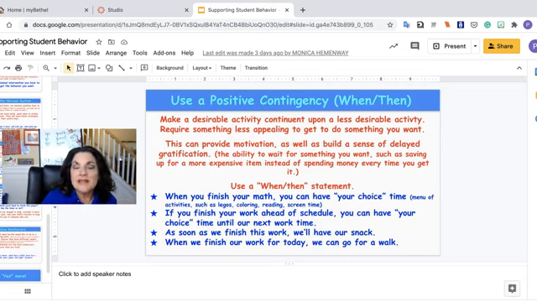So even things like, again, remembering that your attention is most powerful. If you can make having some free attention time dependent upon finishing work, that's great. So when you finish your work today, we can go for a walk. Very powerful.